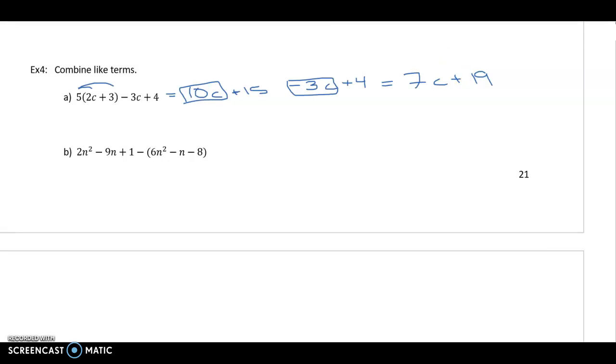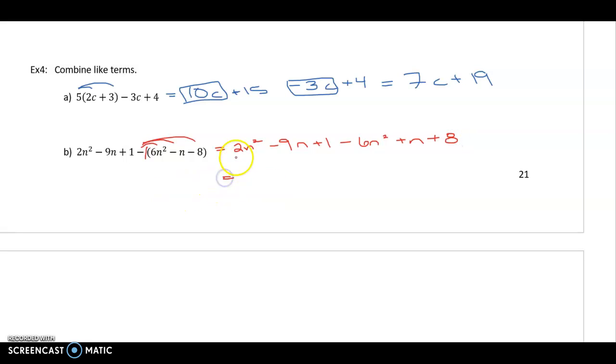On part B, same idea. This time we're distributing, but it's a -1. If it helps, you can write a 1 there, but you don't have to. We're distributing by multiplying by -1. Everything in the front is going to stay the same. So we have 2n squared minus 9n plus 1 minus 6n squared plus n. So -1 times -n is +1n, and then -1 times -8 is +8.